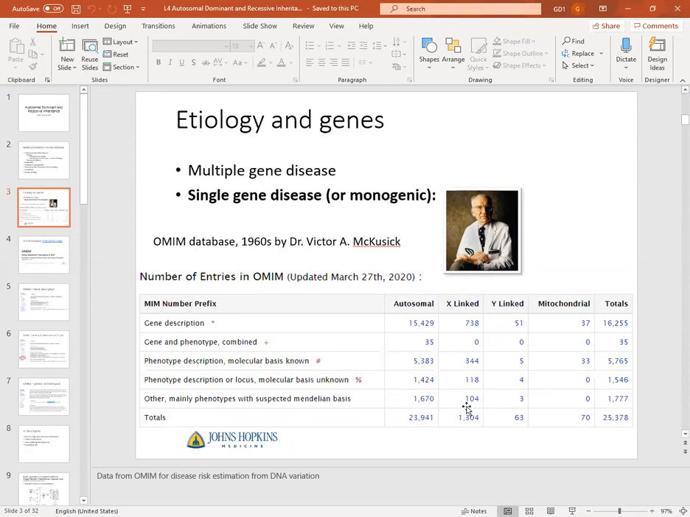Because the X chromosome is quite big, we have a lot of genes related to this chromosome, and the Y chromosome is small, and many genes do not involve disease on the Y chromosome. We have to find that here. So that provides you quite a lot of information. Not a lot, but just an overview of information in the OMIM system.